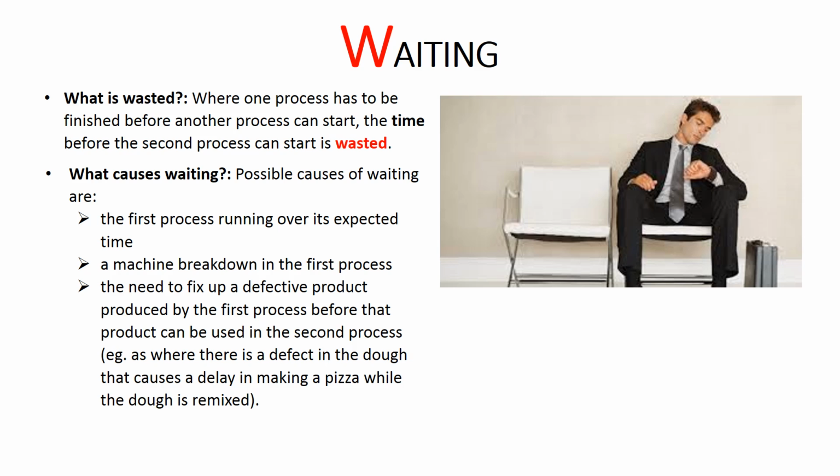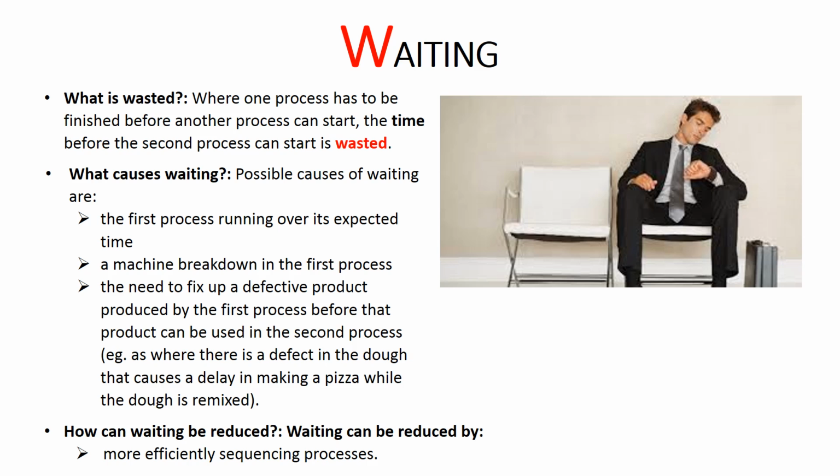Or there may be a need to fix up a defective product produced by the first process before that product can be used as an input in the second process. For instance, where there's a defect in the dough that causes a delay in making a pizza while the dough is remixed. Third, how can waiting be reduced?